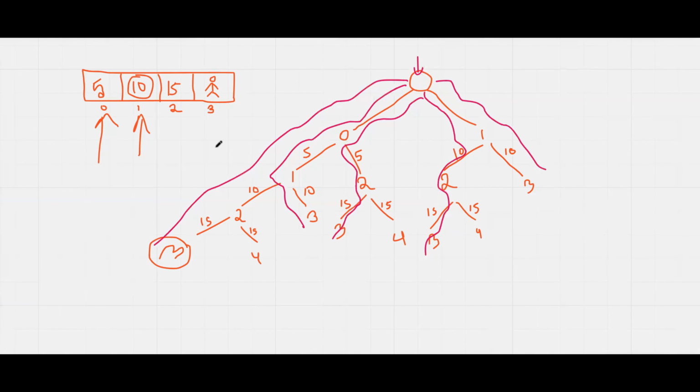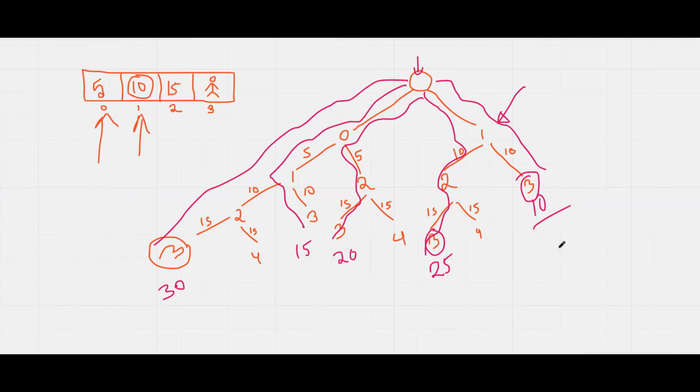And the total cost associated with this path is 10, and the total cost associated with this path is 10 plus 15, which is 25, and the total cost associated with this path is 5 plus 15, which is 20, and the total cost associated with this fourth path is 5 plus 10, which is 15, and finally the total cost of this longest path is 15 plus 10 plus 5, which is 30.